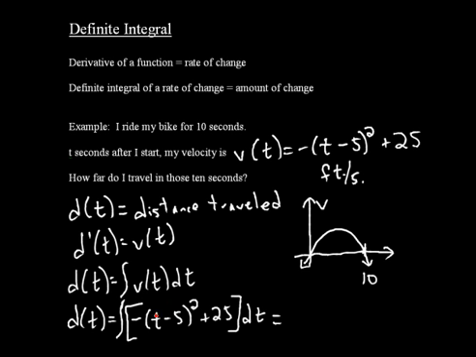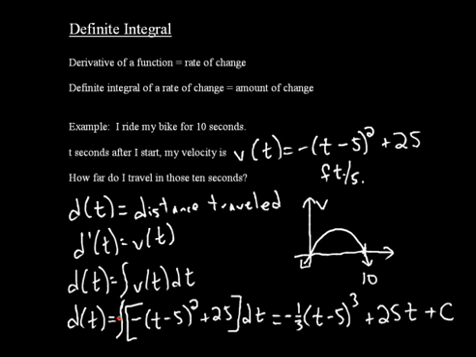With this first term, I've got something squared, and that variable is in the base. So the power will increase by 1. I've got that negative hanging out there, and I get 1 over the new power. This term will end up giving me the derivative of that. You can check that on your own. And then 25 has an antiderivative of 25t. And then don't forget we have that plus c.